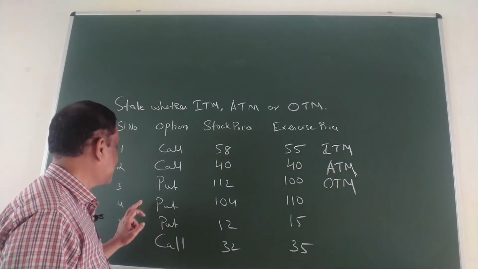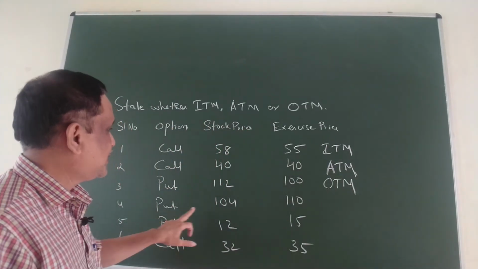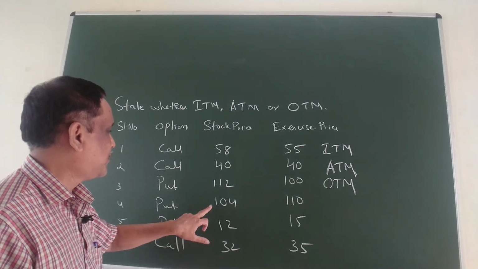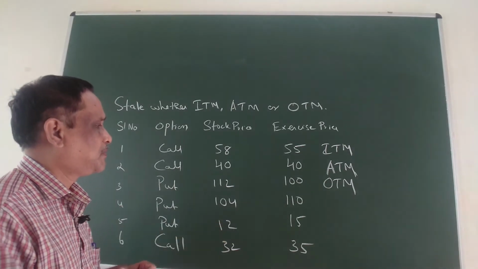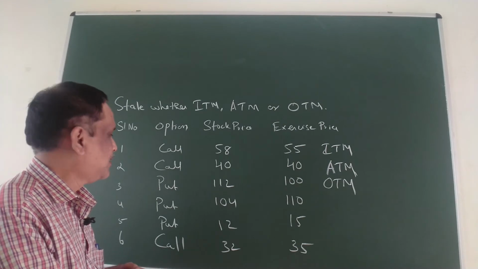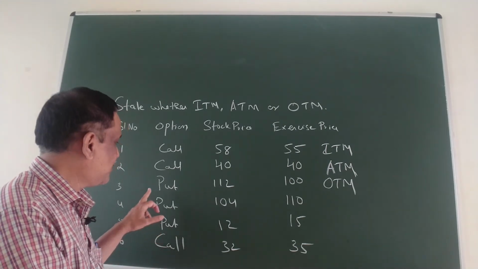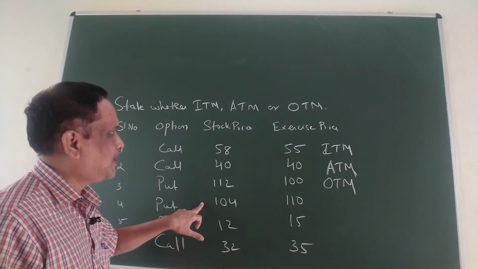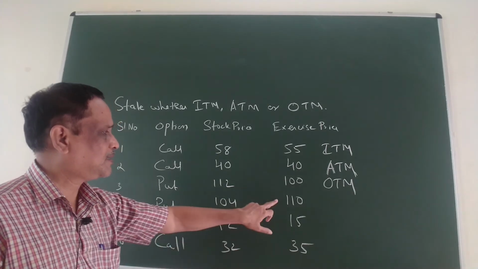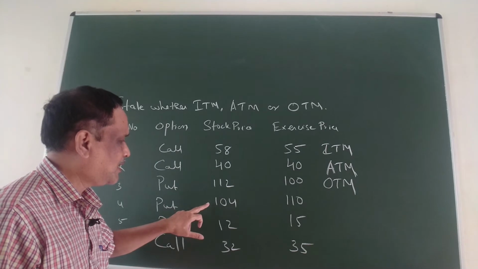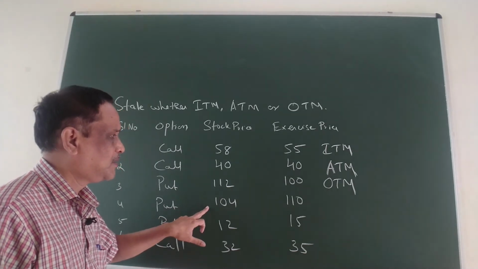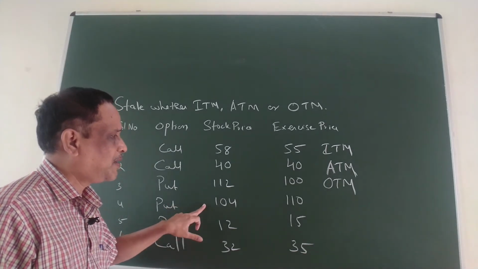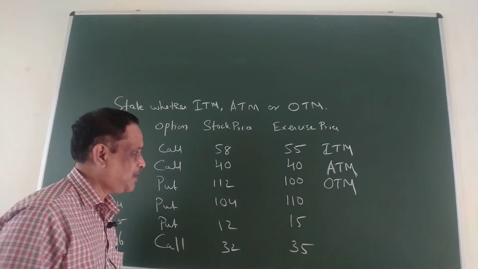Then the fourth case, the share price is 104, exercise price is 110. Again it is a put. For a put, I told you, the share price should be lower than the exercise price. So in this case, the share price is lower than the exercise price, so it is an in the money option. There is value for the option.